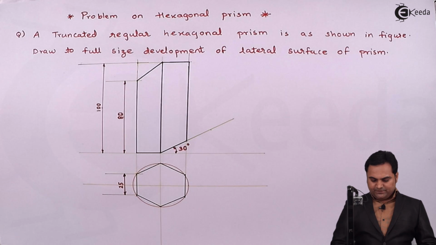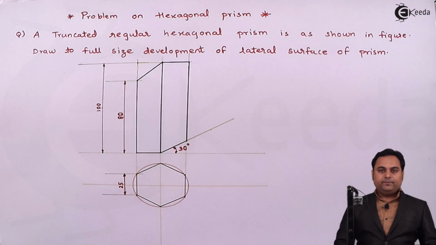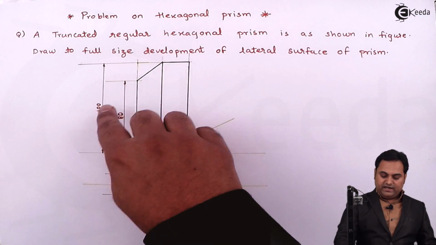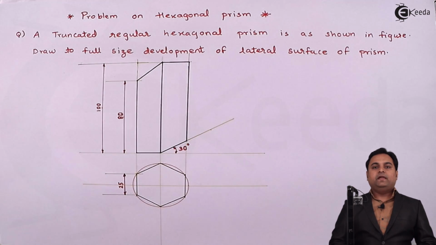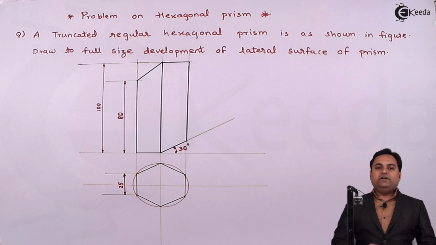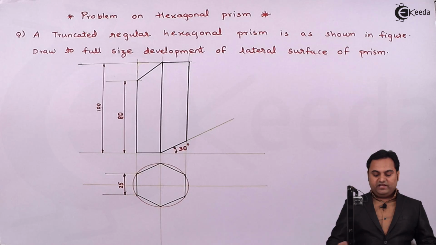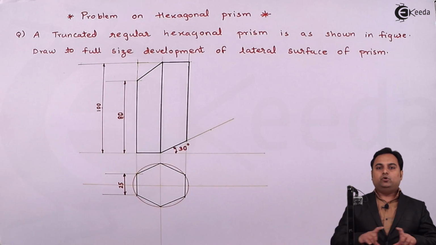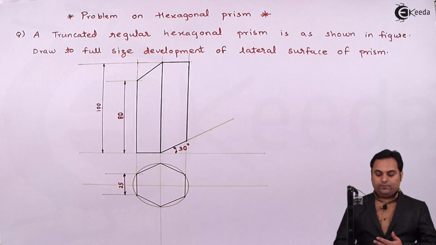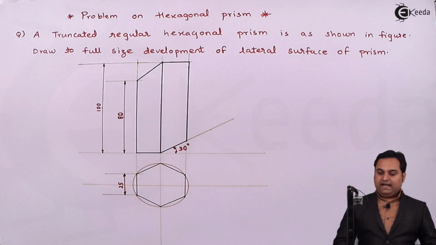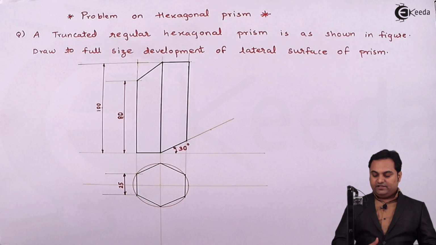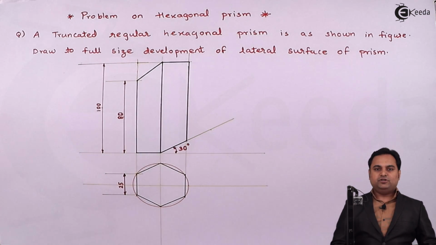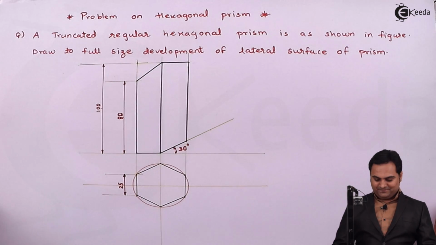So here in this question they have given a hexagonal prism which is cut at the top and at the bottom, and then we have to draw its development. That is, we have to open this cut prism and show how it will look like when it is cut in this form. So for that I need to draw this question again, and then we can easily start with the solution part. So let us get started.